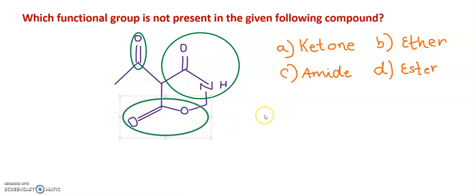So what till now we have found out? Ketone, amide, and ester. So what is the correct answer? Ether. Ether is the functional group which is not present in the given following compound.